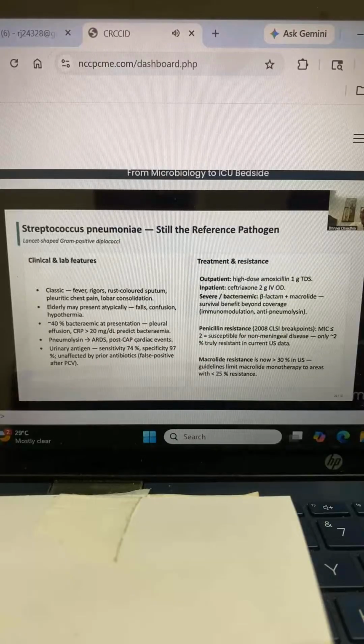Again, high dose amoxicillin or amoxicillin-clavulanic acid takes care. In patients, ceftriaxone is an excellent drug. If you are still down, you can use ceftriaxone with a macrolide. Penicillin resistance usually is high, but unfortunately, nobody is checking it. Macrolide resistance has increased in the US. Our data is roughly around 20%. So preferably use a combination.